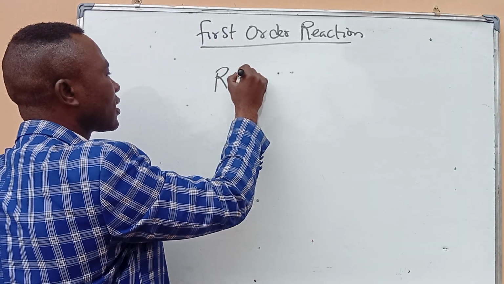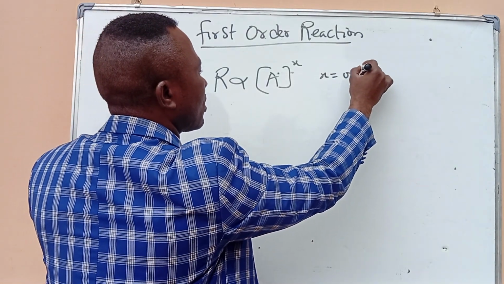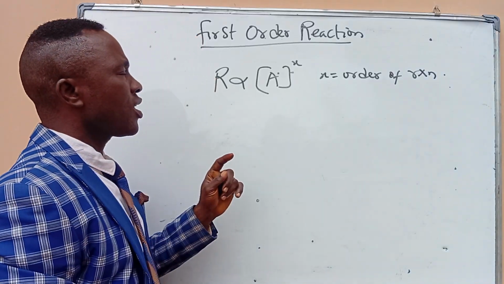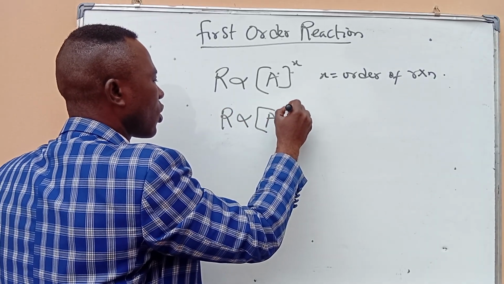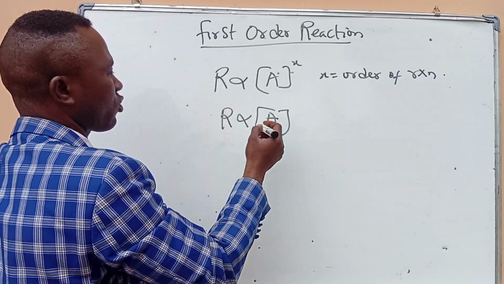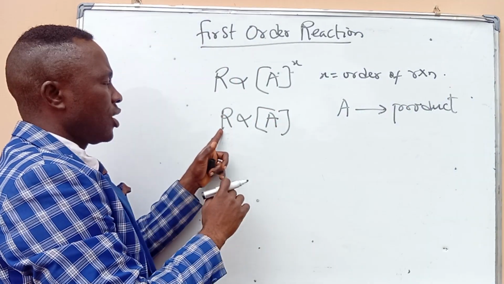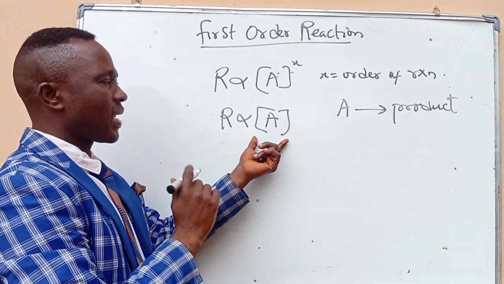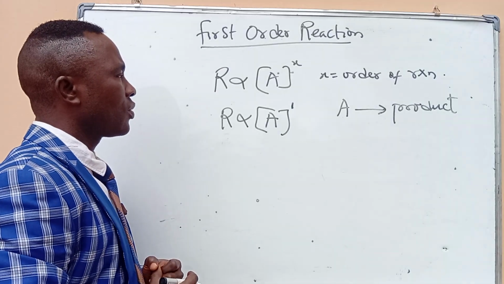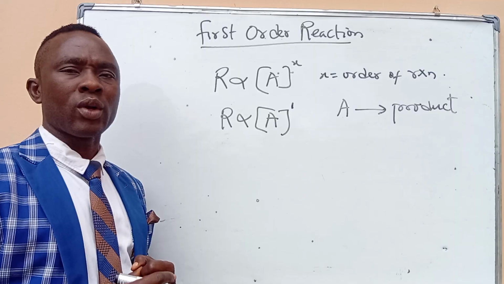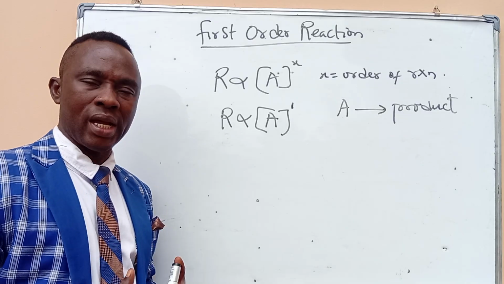In first order reaction, we know that rate is proportional to concentration raised to some certain power. This power, x, is called the order of a reaction. Now if this x, which is the order of the reaction, is 1, we will have rate proportional to the concentration of the reactant A, because we are talking about a reactant A going to products. So if the rate of reaction is proportional to the concentration of the reactant raised to the first power, we say that reaction is first order reaction. You can see that the first order reaction is very important because there are so many chemical reactions that are first order, and there are applications of these first order chemical reactions that we will see later.